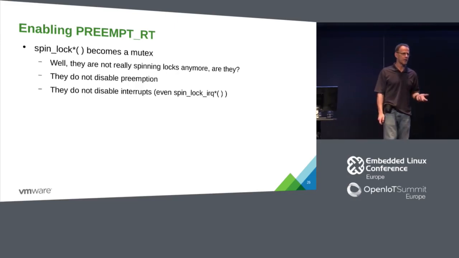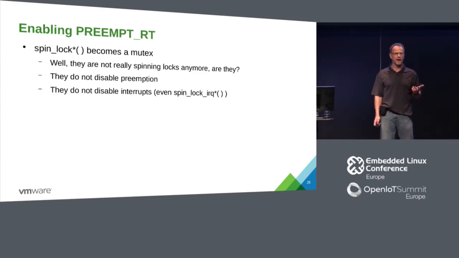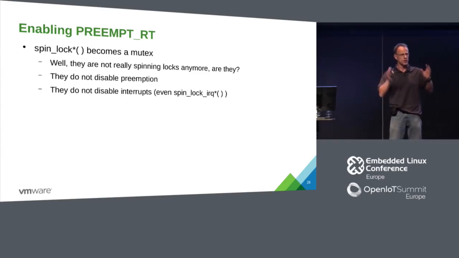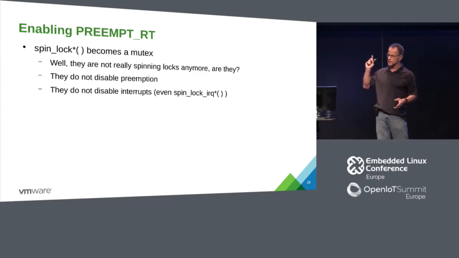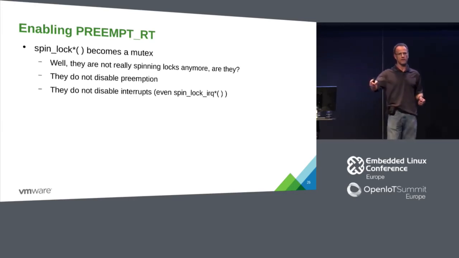So when you enable preempt RT, here's the big thing. This is the big hammer. This is what's getting into the kernel, and this is exactly what we mean by real time coming into Linux. It's the option we've been all dreaming of.